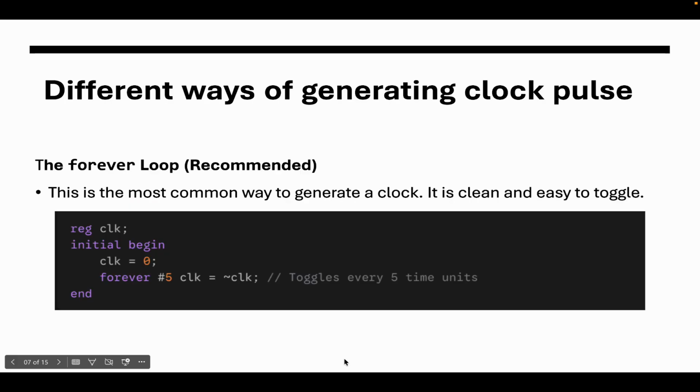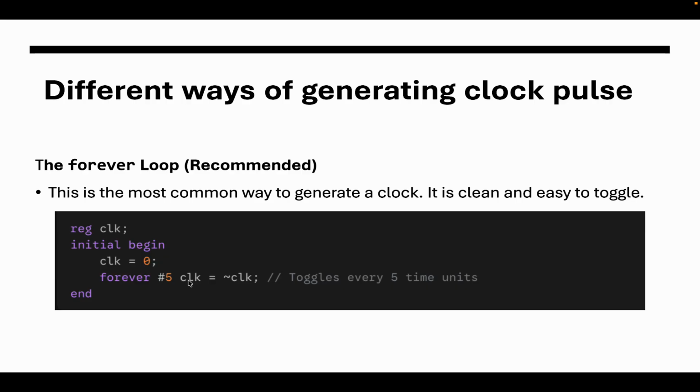After this, there come different ways of generating a clock pulse. As I told in the first slide, you can use a forever loop or an always block. The forever loop is the most recommended one, and it is commonly used in Verilog. First, we'll declare the clock as a reg. Initial begin. We'll initialize the clock to be first 0. Forever with 5 nanosecond delay, clock not. It will toggle every 5 nanoseconds.